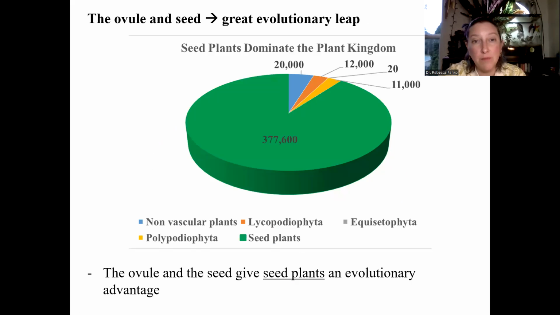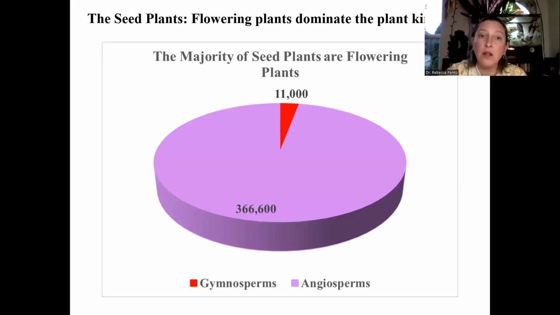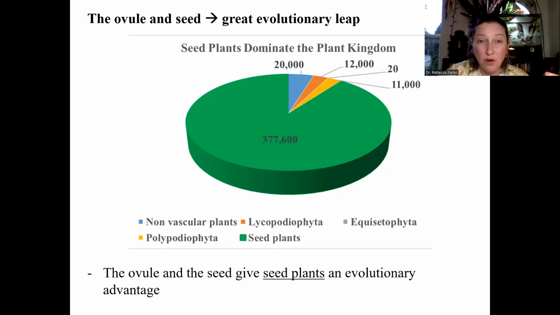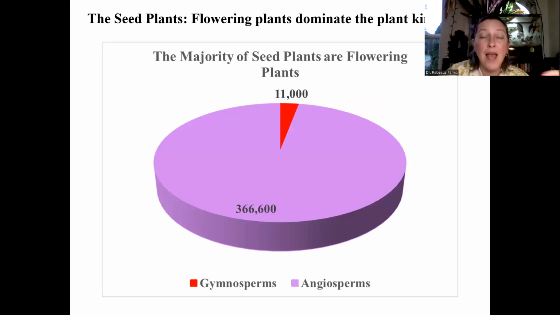If we were to take that green part of the pie and look just at the green part, here we go. We would see that inside of the seed plants, the majority of the seed plants are angiosperms. So the majority of plants on Earth are seed plants, and therefore the majority of plants on Earth are flowering plants, because the majority of seed plants are flowering plants. So it's those flowering plants that dominate the plant kingdom. Gymnosperms, there's only about 11,000 species. Flowering plants, there's close to 370,000, right? So the majority of plants on Earth are flowering plants.